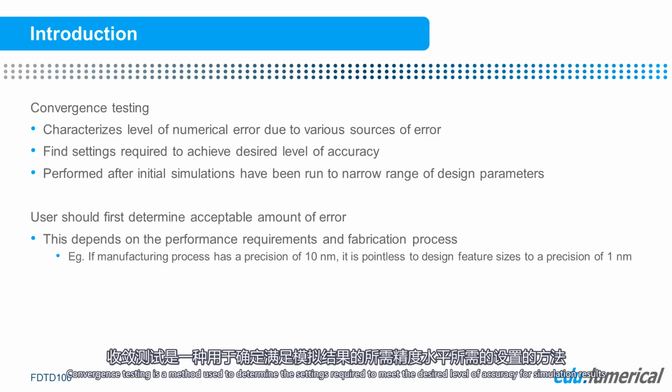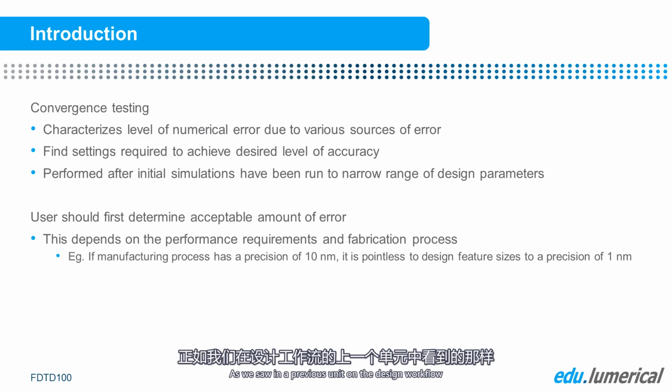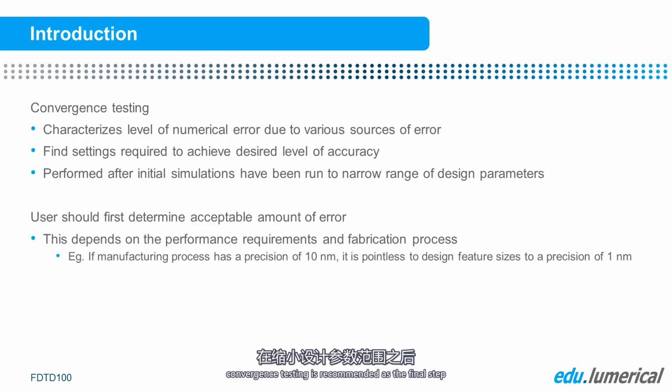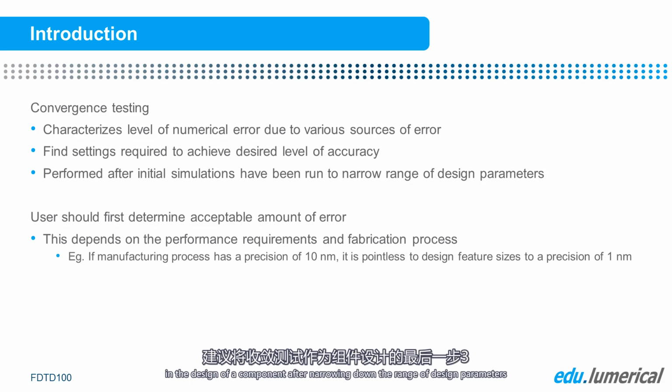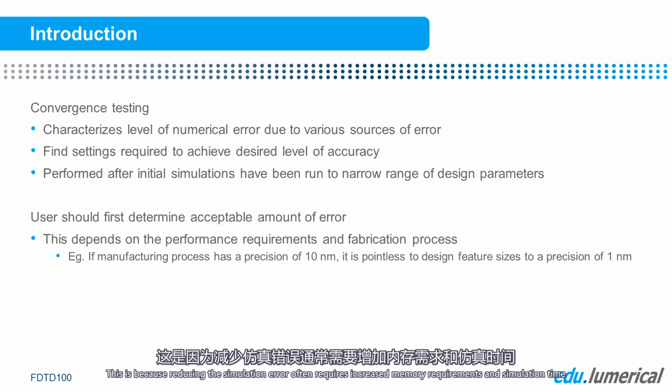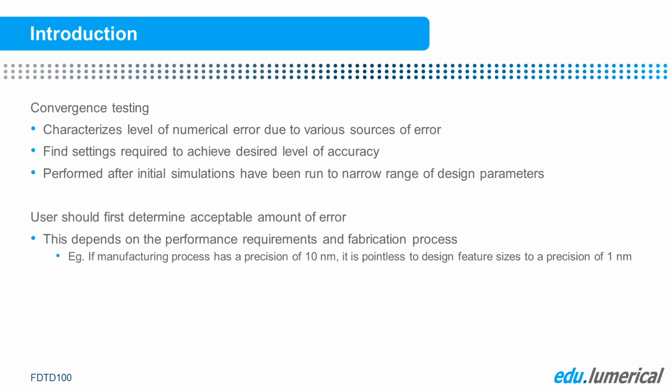Convergence testing is a method used to determine the settings required to meet the desired level of accuracy for simulation results. As we saw in a previous unit on the design workflow, convergence testing is recommended as the final step in the design of a component after narrowing down the range of design parameters. This is because reducing the simulation error often requires increased memory requirements and simulation time.